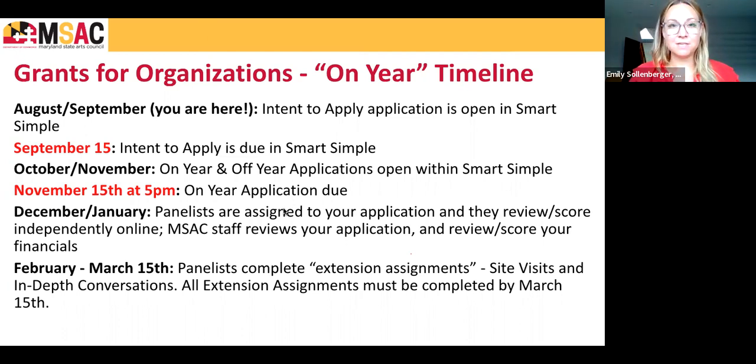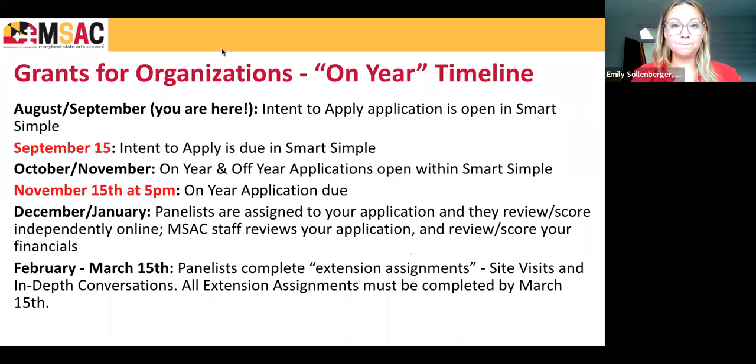Okay. Moving forward, once you've determined where you're at in this process, this is the general timeline that you can expect from year to year. So in August and September, you'll see we're here. The intent to apply application is currently open in Smart Simple. We try to open it in August to hit that September 15 intent to apply deadline. So September 15th every year is the intent to apply for our new organizations who did not receive funding the previous year.